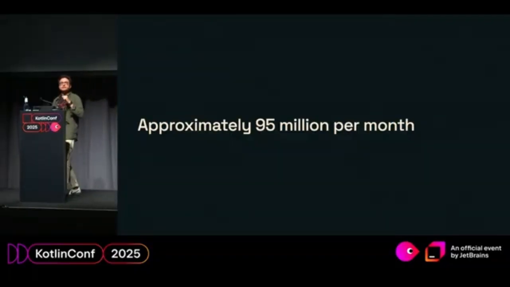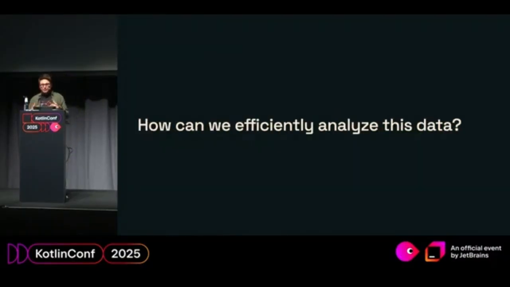And today they have 36 million users in Bluesky. By the time I joined in August of last year, there were only 10 million. So we don't know if it's going to be 9.5 million per month next month as well. It might increase as the number of posts increases as well. So how can we efficiently analyze all of this data, right? It's a lot of data. How can we do that?